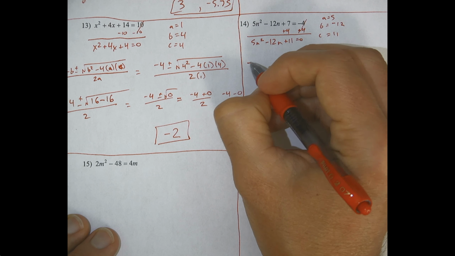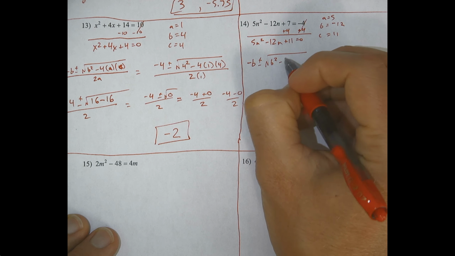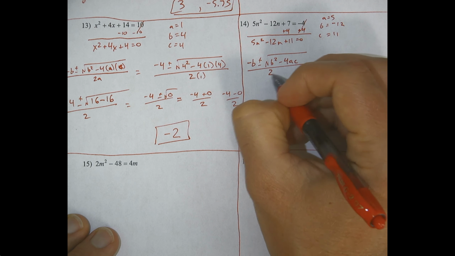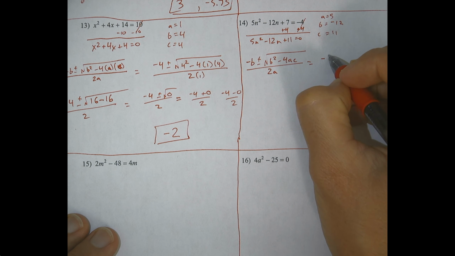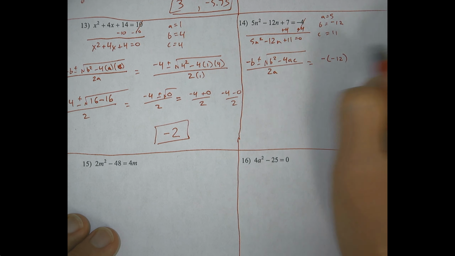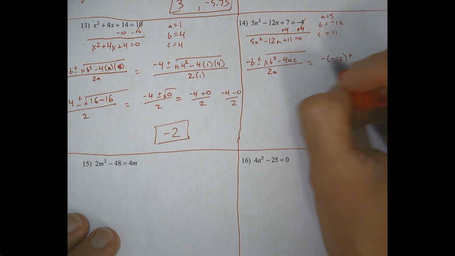Quadratic formula: negative b plus or minus the square root of b squared minus 4ac over 2a. So let's plug in. Now, it's negative b, so that would be negative 12. So really that becomes positive. If you just want to go straight to positive 12 there, that's fine. These are going to go plus plus.